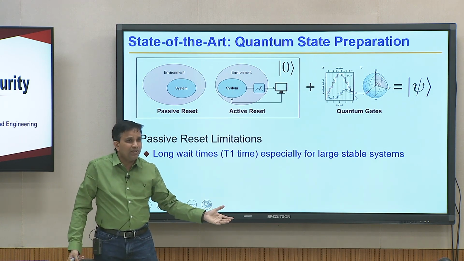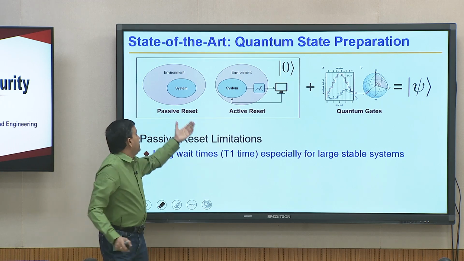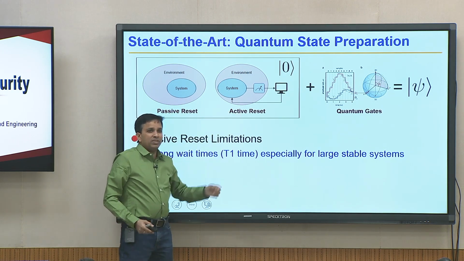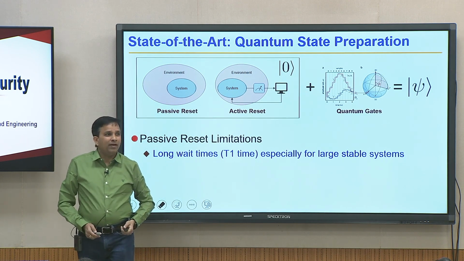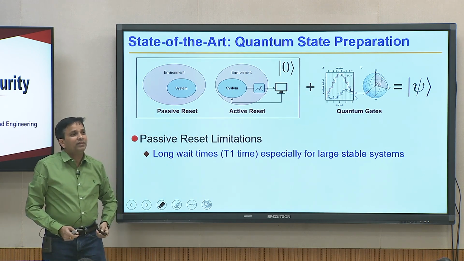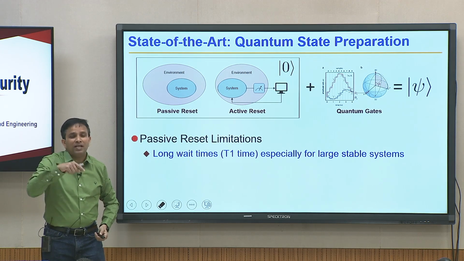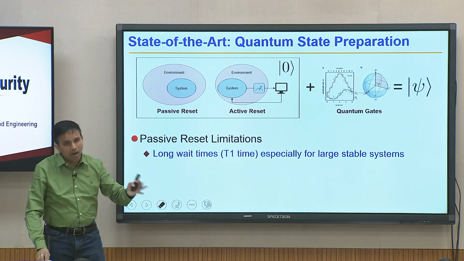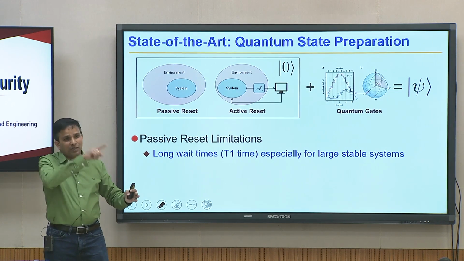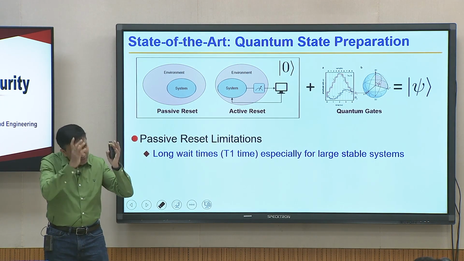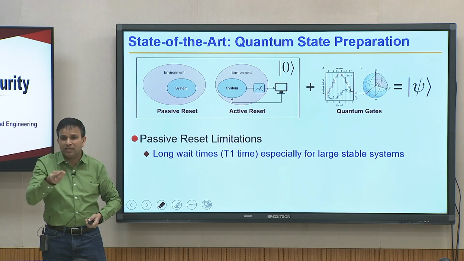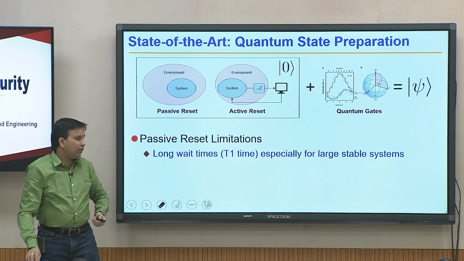The good part of active reset is you do not wait indefinitely, you just check. But what is the problem with this one? You are involving the classical computer again. All the speed up you have, first we give up, because even within state preparation itself we are involving the classical computer again. The slowdown of the classical computer is again getting involved.